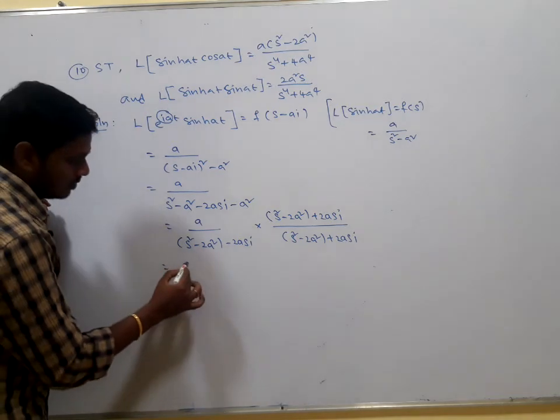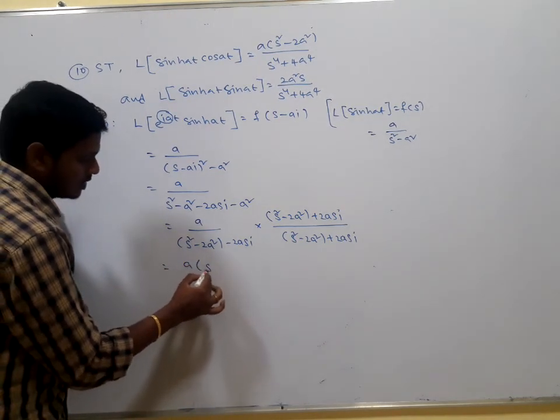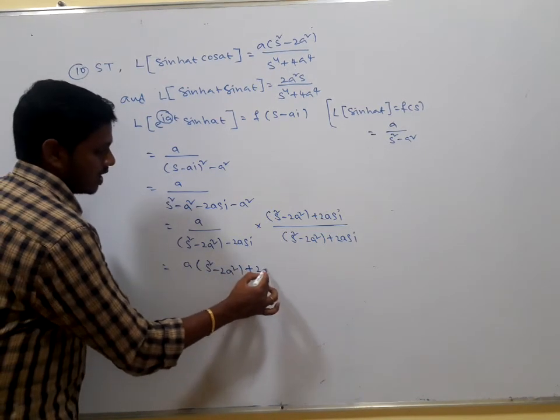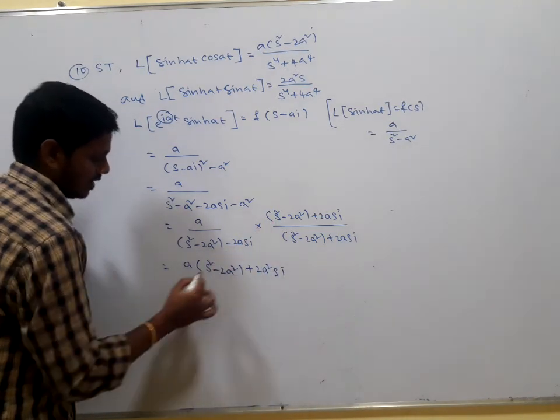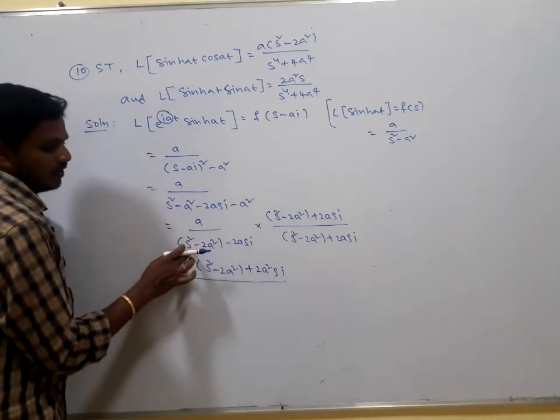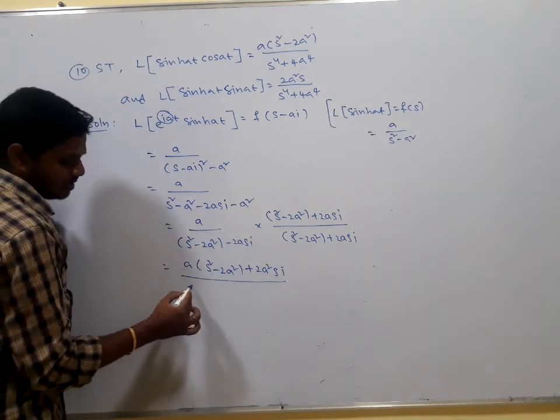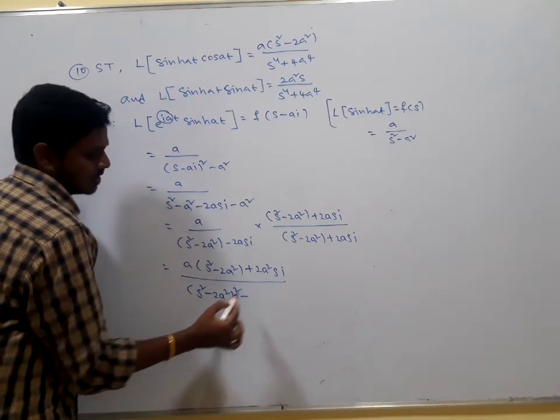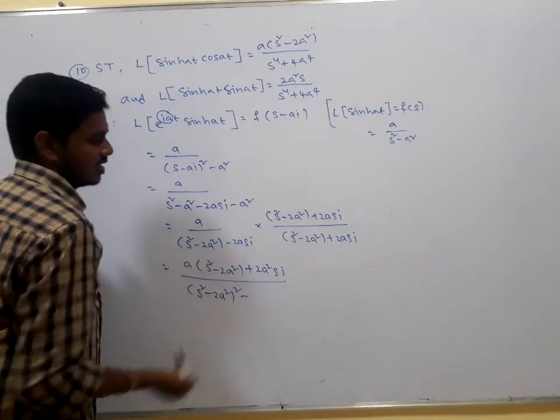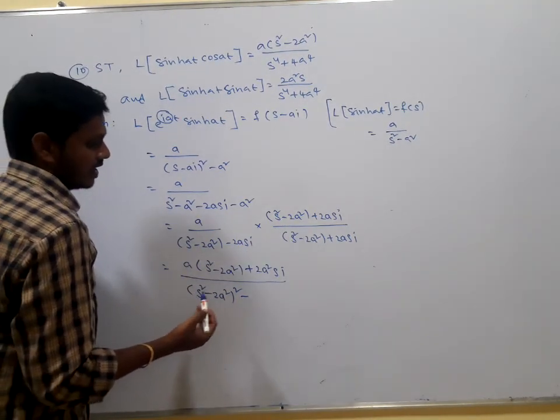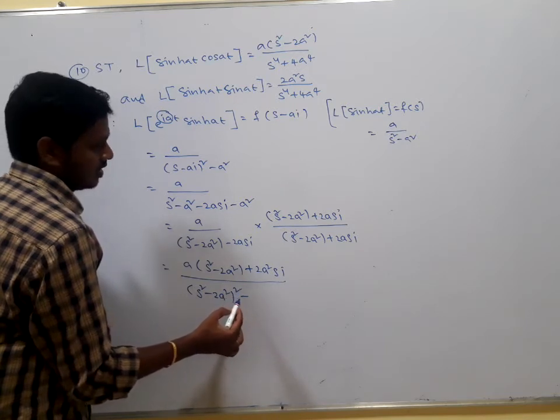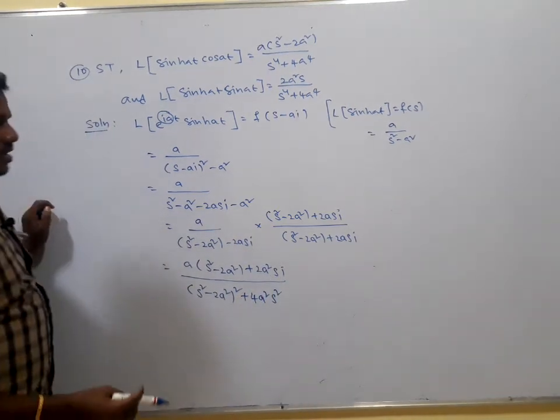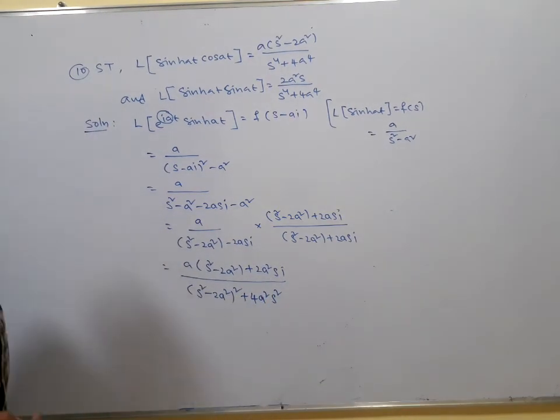So we have a into s square minus 2a square plus 2a square si, if you are multiplying with a, divided by, now it is in the form of a plus b into a minus b, a square minus b square, s square minus 2a square whole square minus into minus plus, I think that I square is equal to minus 1, 4a square s square plus 4a square s square we have. Right, this is a situation.